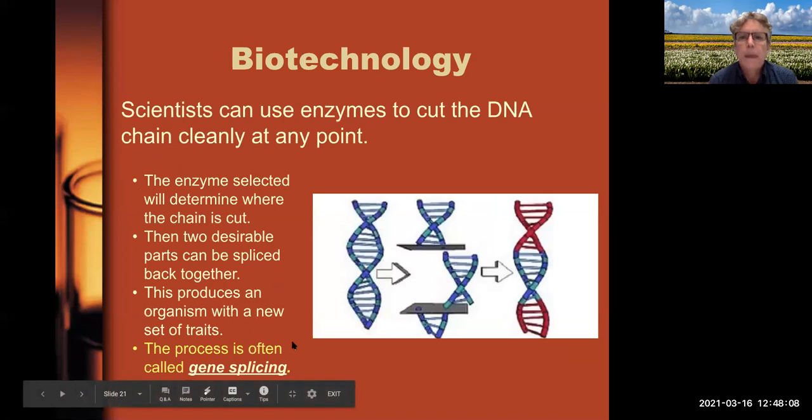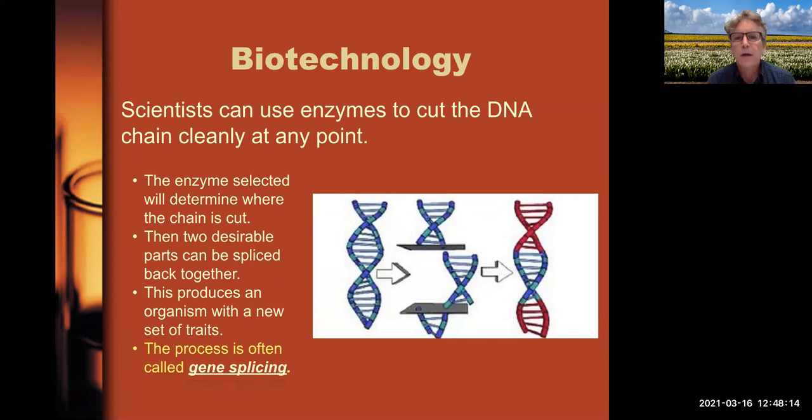So scientists can use enzymes to cut the DNA chain cleanly at any point. The enzyme selected will determine where the chain is cut. Then two desirable parts can be spliced back together. This produces an organism with a new set of traits. This process is often called gene splicing, okay? Splicing is a term coming from ropes. If you had a rope that was coming unraveled, you could splice it to connect it to another rope or to make the end of it not unravel, okay?